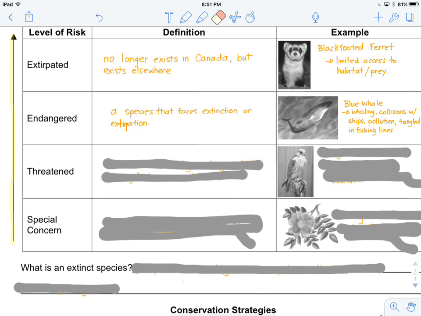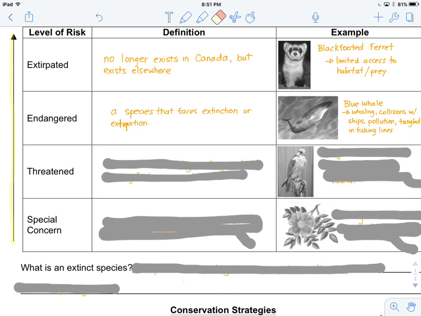A threatened species is the next level down, and this is a species that is at risk of becoming endangered if some of the limiting factors that we've noticed are not reversed. The Peregrine Falcon is an example of this. Okay, the Peregrine Falcon, just like the reading that we read, is very, very prone and susceptible to the biomagnification of pesticides. It's also experienced loss of habitat.